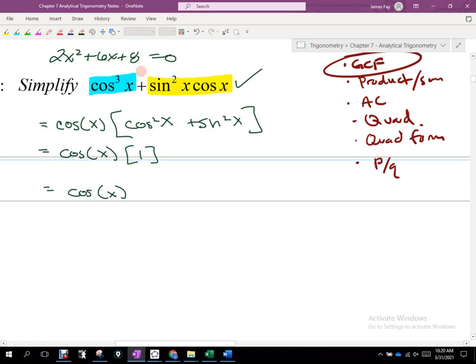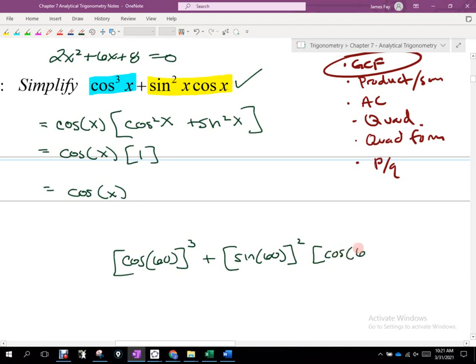So let's say that x is 60 degrees, okay? So then I've got cosine of 60 degrees cubed plus then sine of 60 degrees squared times cosine of 60 degrees. Does that make sense? What's cosine of 60?